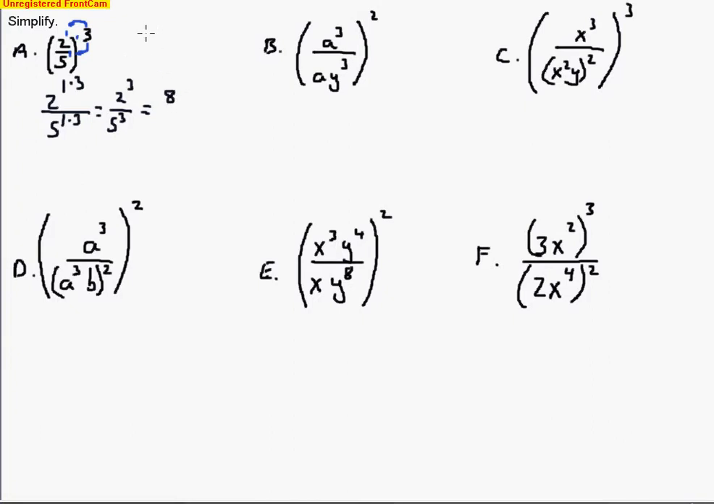So a lot of people say, oh, it's 6, right? No, you don't multiply the exponent by the base. You do 2 times 2 times 2, which makes 4, and then times 2, which makes 8. So the bottom is not 15, but 5 times 5 times 5, which makes 125. So 8 over 125 would be our answer.